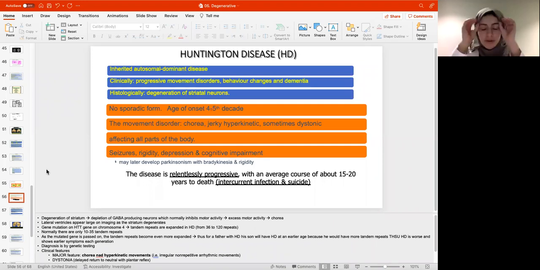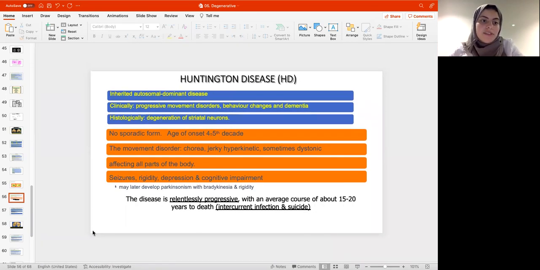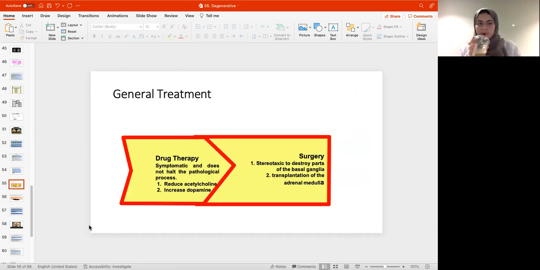Okay, now Huntington disease. Is everything clear with Parkinson's? What do you guys know about Huntington? What do you know about Huntington that's special? Is it sporadic? Is it hereditary? It's a hyperkinetic disease, yes, hereditary, caused by repetitive CAG. Starts between 20 and 50.